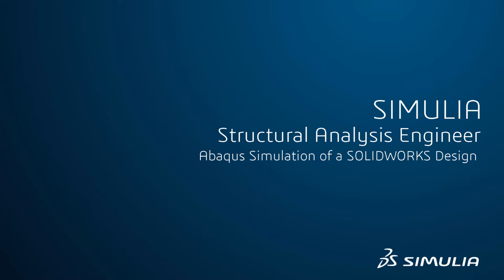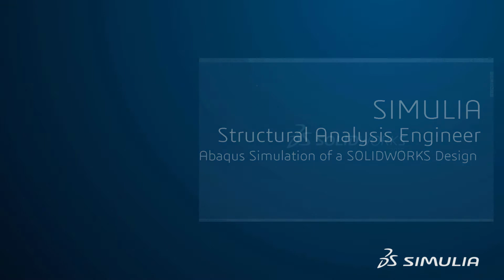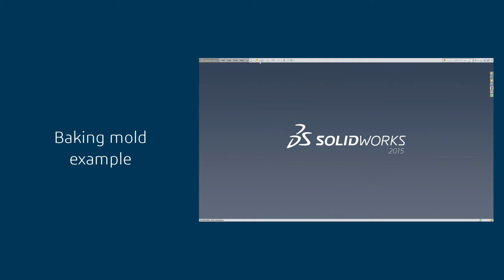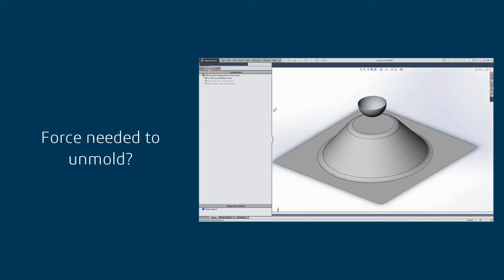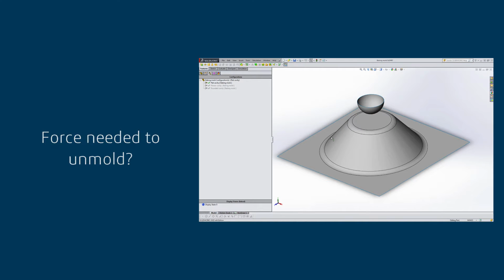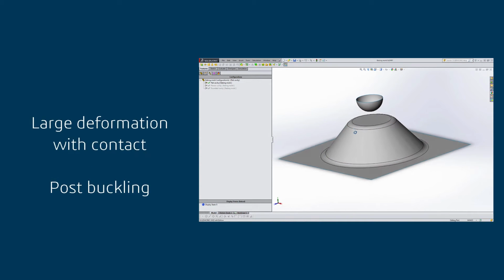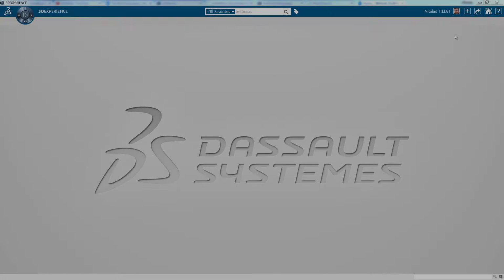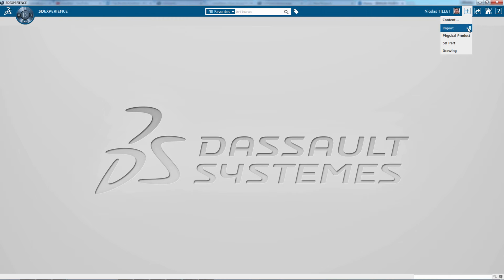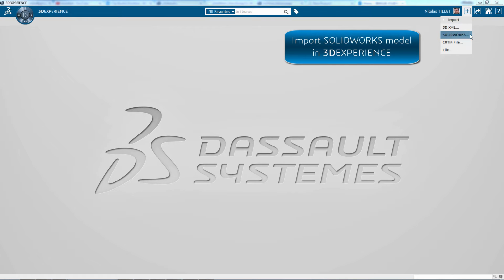I'm going to show you how easy and powerful it is to use Abaqus with a SolidWorks model. In this example, we're going to use a baking mold. So how much force do I need to push with my fingertip to unmold the bake? This involves actually large deformation with contact and post-buckling. So we're going to use Abaqus on the 3DEXPERIENCE platform.